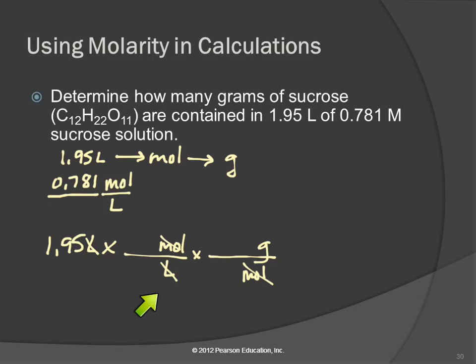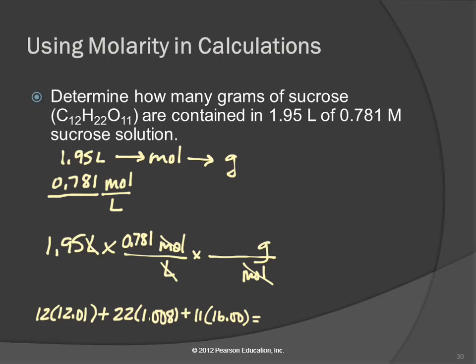The relationship between moles and liters is the concentration, the molarity, 0.781 moles per liter. And this one here we have to calculate. It's the molar mass. So we've got 12 times the mass of carbon and 22 times the mass of hydrogen and 11 oxygens, 11 times 16. 12 times 12.01 plus 22 times 1.008 plus 11 times 16 equals 342.3.